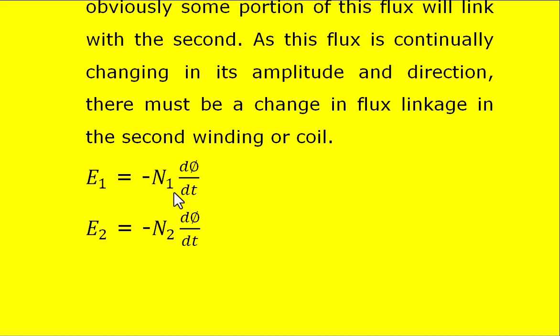So here the induced voltage is directly proportional to the product of the number of turns on primary winding and rate of change of flux linking with the primary winding. And this minus sign indicates the Lenz's law, which shows this opposes the applied voltage. So similarly, E2 is the induced voltage in the secondary winding and represented by minus N2 dφ by dt, and this N2 is the number of turns on the secondary winding, and dφ by dt is the rate of change of flux linking with the secondary coil.